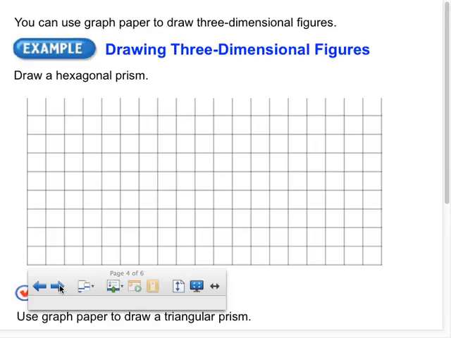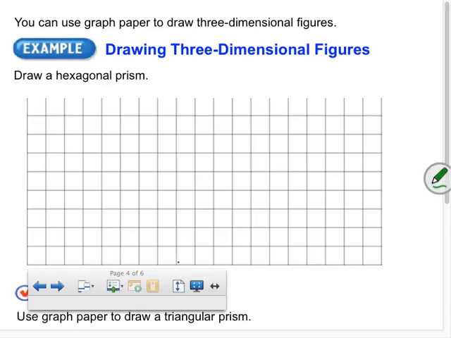All right, so you can use graph paper to draw 3-dimensional figures. So I'm going to go ahead and draw a hexagonal prism, but first tell me, what do my faces have to be in order for it to be a hexagonal prism? A hexagon, right? So those 2 faces have to be parallel to each other, and they need to be the same shape, right? So would you like for me to draw a hexagonal prism sideways or a hexagonal prism that stands up and down? Okay. So I'm going to go ahead and draw it sideways because most people came out and said sideways first.